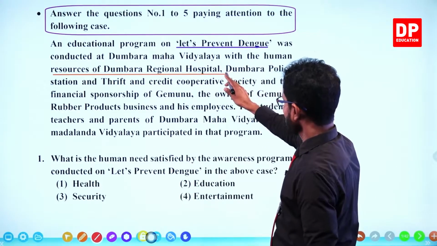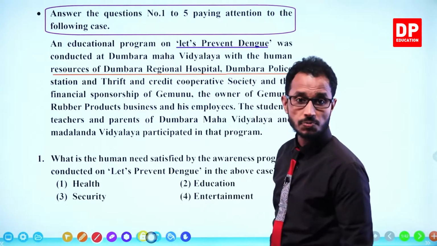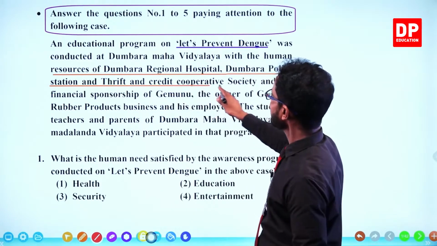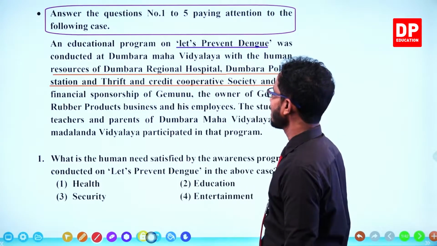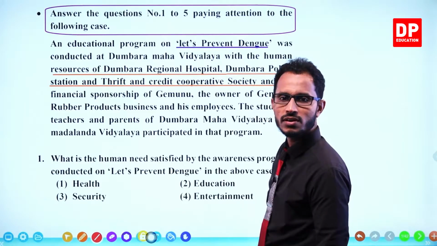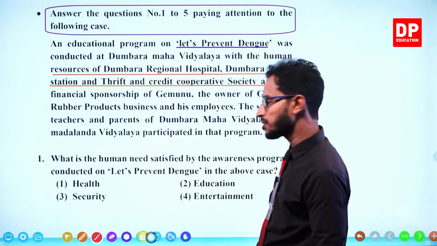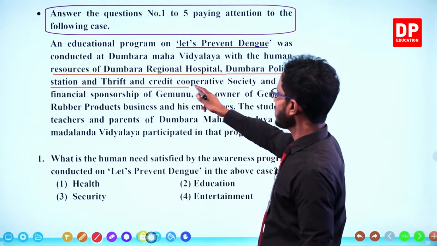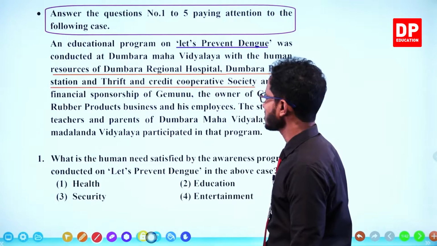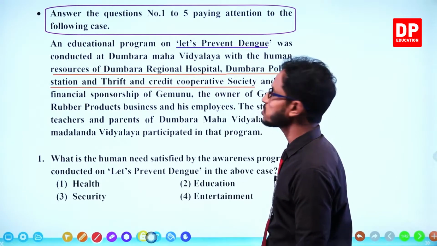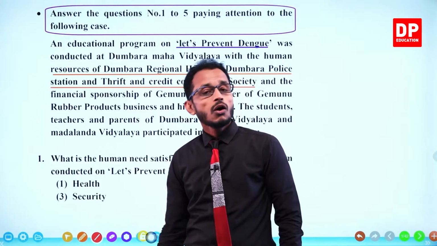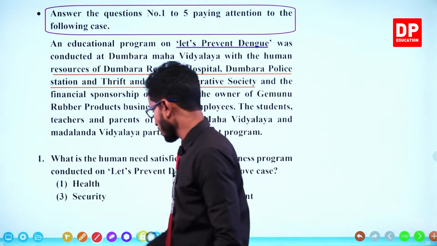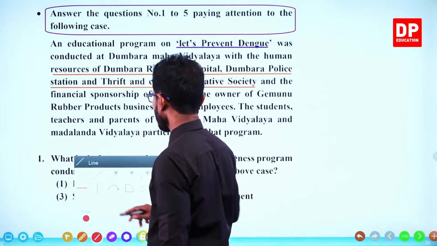Not only the hospital staff, the police station and the thrift and credit cooperative society also have taken part. The Dumbara police station, the policemen, and the thrift and credit cooperative society of the area. You know what a thrift and credit cooperative society is? Do you know what thrift and credit is?